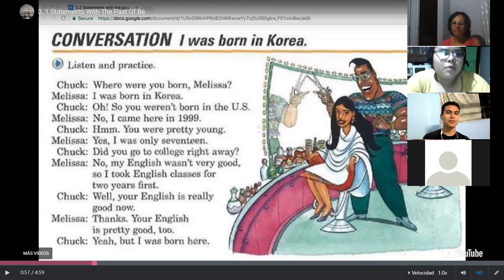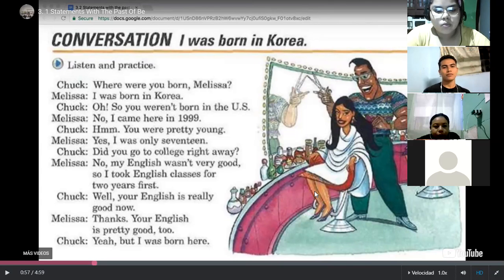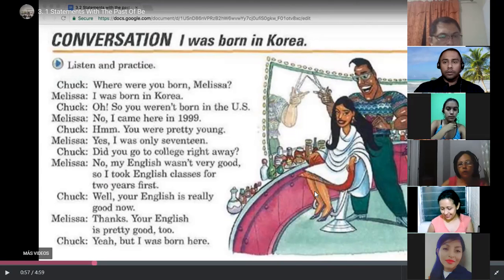Okay, at this moment, does anybody have any questions related to this vocabulary, related to the pronunciation or something like that? I have a question. Yes. What does this mean? It's pretty good. Pretty good. Yes, it says, thanks. Your English is pretty good. Gracias. Tu inglés está muy bueno. También, too. Okay.